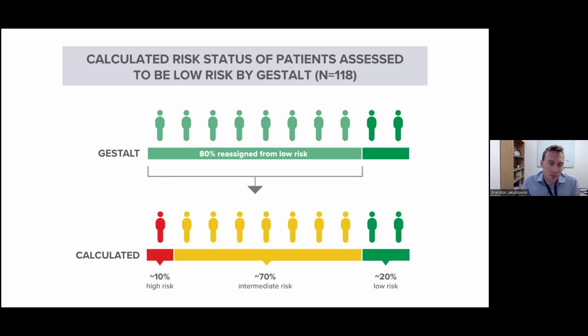And of those patients, all of them were thought to have a clinical gestalt of having low risk status. But when their variables were actually plugged into one of these risk calculators, 80% of them were reassigned from low risk to either intermediate or high risk, with 10% of them actually being assigned to a high risk state, a really concerning thing for a pulmonary hypertension patient.